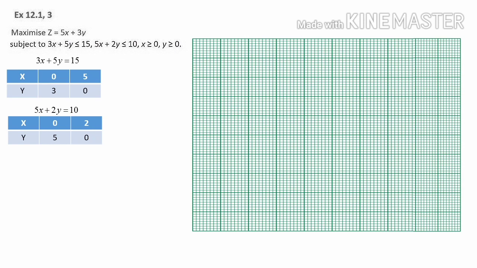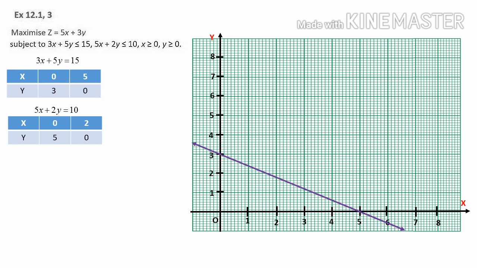Let's plot it in a graph sheet. X-axis, y-axis we have drawn just to plot the points. As I mentioned before, if you want to increase the size of the graph, consider 2 centimeter as 1 unit. Then to plot the points 0, 3 and 5, 0: here it is 0, 3. Next is 5, 0, here. First of all, you have to mark these points and then you have to join.